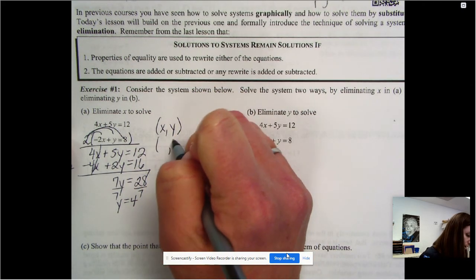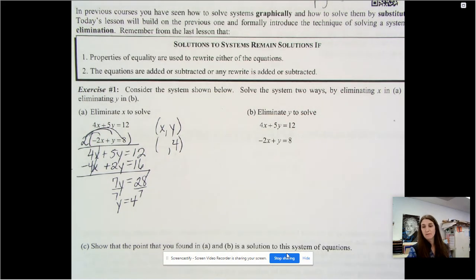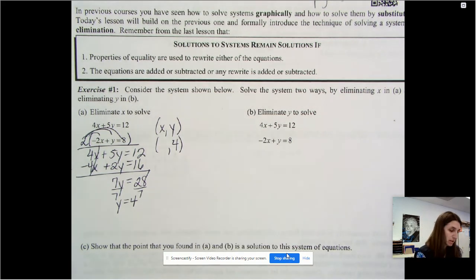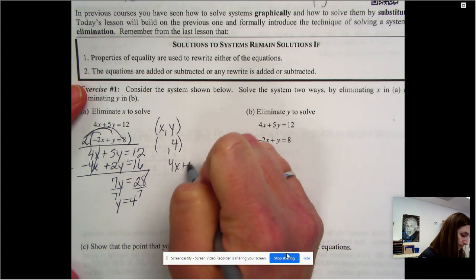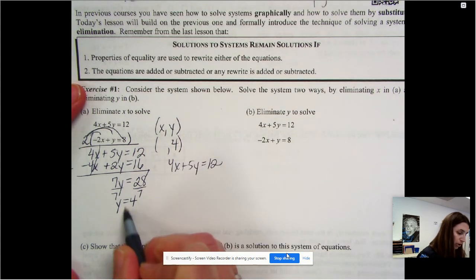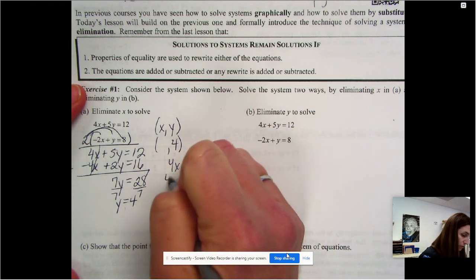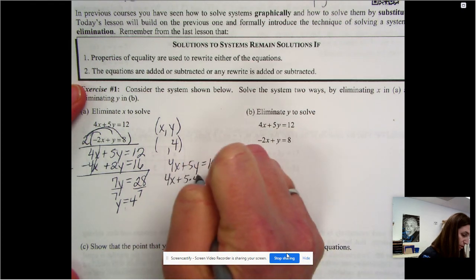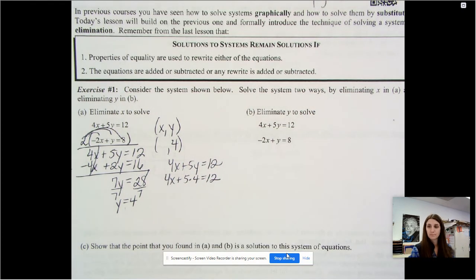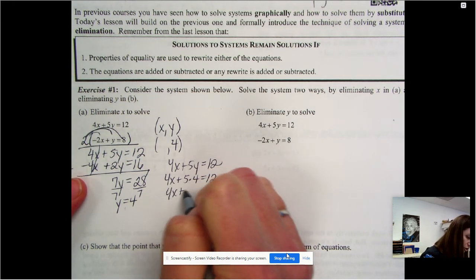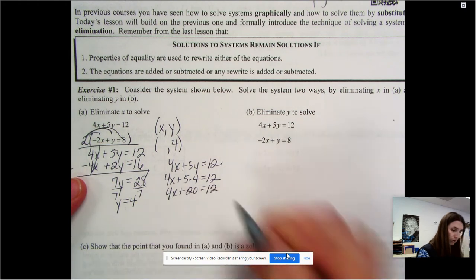We know that y is 4, and we need to solve for the x value. So again, we can choose either equation. I think I'll choose the first one. We're going to plug in our 4 for our y value. So 4x plus 5 times 4 equals 12. Now we have 4x plus 20 equals 12.